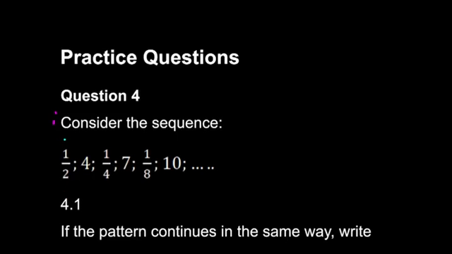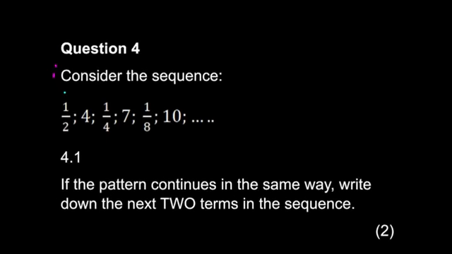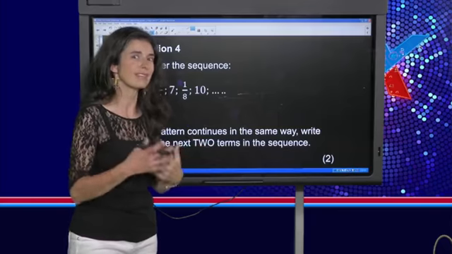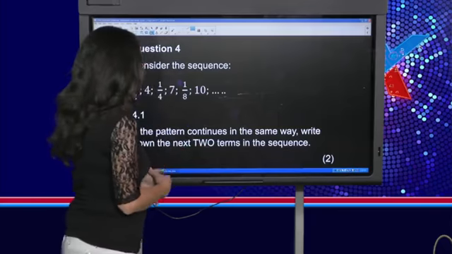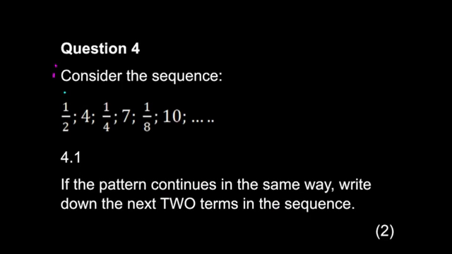Okay, then let's consider the sequence. A half, 4, a quarter, 7, an eighth, 10. As a mathematician, you should have picked out some patterns speaking to us. What are they? I can see that 4, 7, 10, the second, the fourth, and the sixth terms actually have a difference of 3, and I can see that a half, a quarter, an eighth is a geometric sequence where I'm multiplying by half all the time.